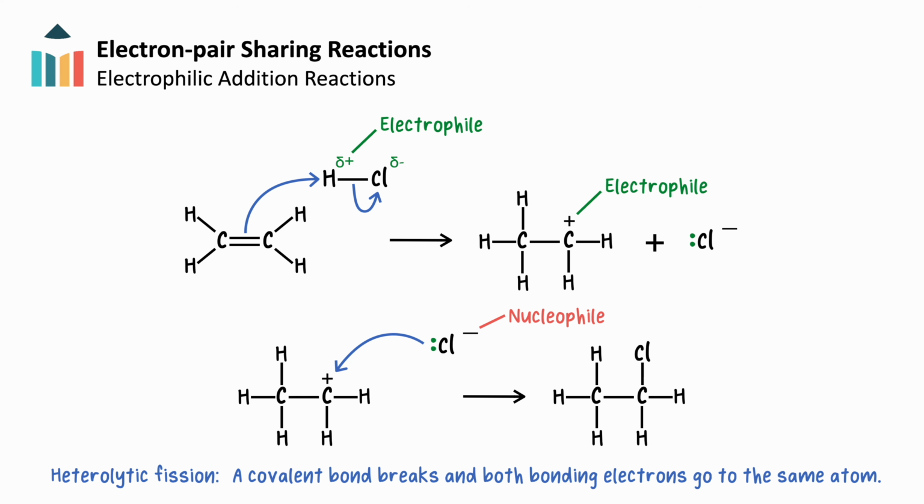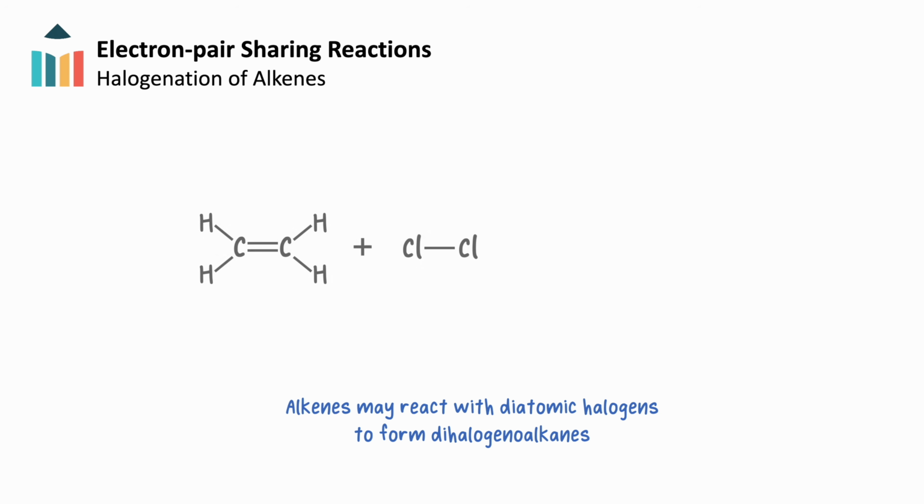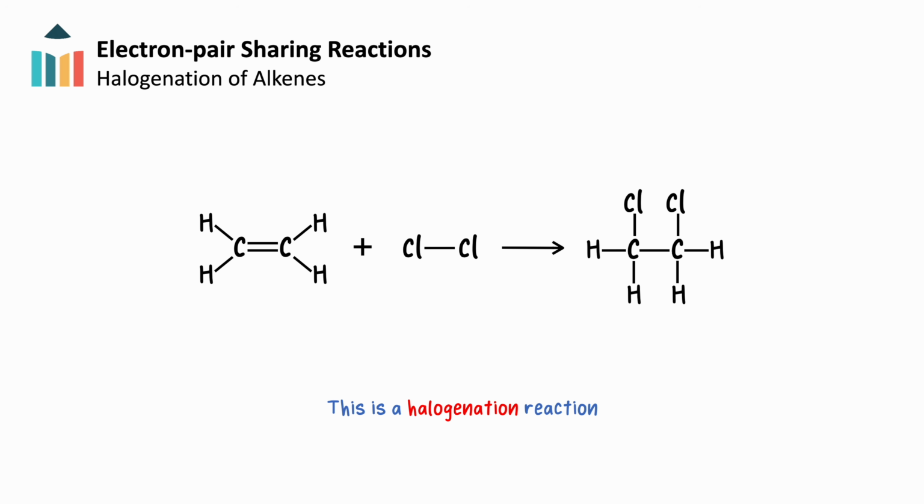The reaction between ethene and HCl is an example of hydrohalogenation, as both a carbon-to-hydrogen bond and a carbon-to-halogen bond are formed. Alkenes can also react with diatomic halogens to form dihaloalkanes. These reactions are termed halogenations. In this example, ethene reacts with Cl2 to form dichloroethane, splitting up the diatomic halogen to bond to carbons on either side of the carbon-to-carbon bond.